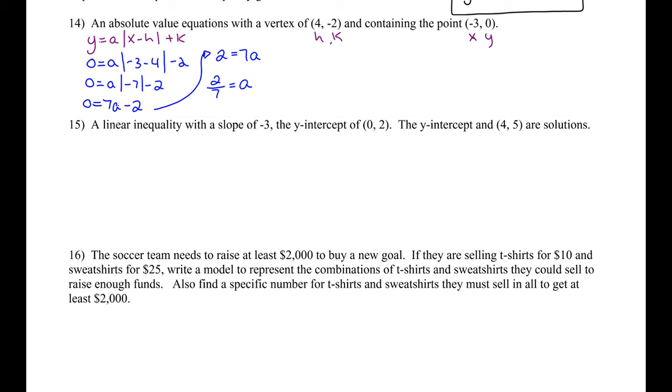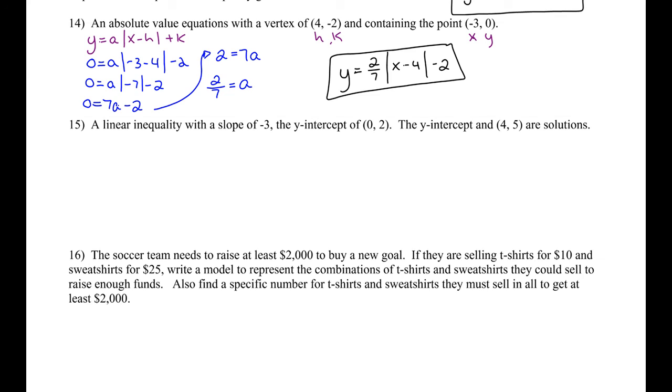And I can then take this information and plug it into the equation for an absolute value. So I have y is equal to my a value, which is 2 over 7, times the absolute value of x minus h plus k. So just like our slope-intercept equations, you're going to plug everything back in at the end except for x and y.